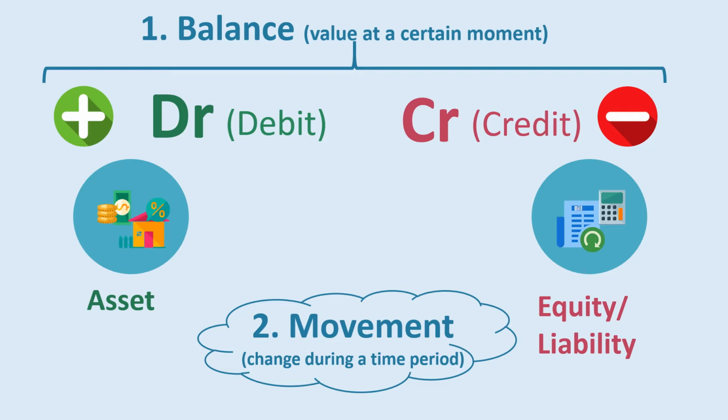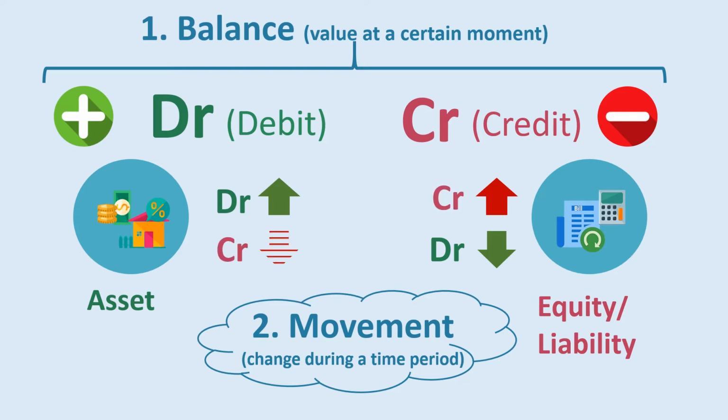And this is done in the same way we are used to add up positive and negative numbers in algebra. Debit is a plus, therefore it increases a positive asset, or it decreases a negative liability or equity. Credit, on the other hand, is a minus, therefore it increases the negative liability or equity, or it decreases a positive asset.